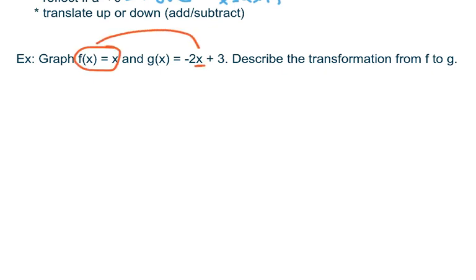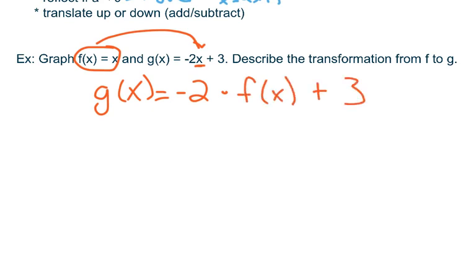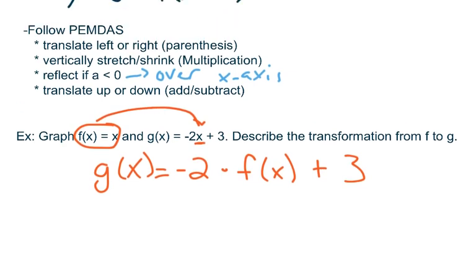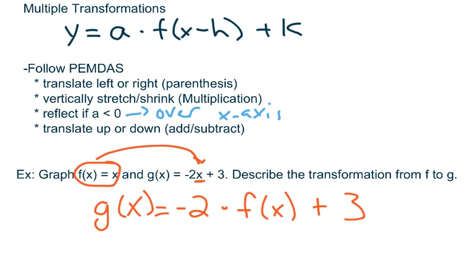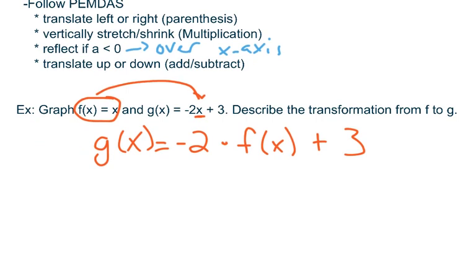Now, we know that f of x is equal to x, and we have an x in our new function. So what I'm going to do is swap x with f of x. So g of x is equal to negative 2 times f of x plus 3. Okay, so now hopefully that makes a little more sense when we think about our rules. So we need to do the order of operations. So let's describe the transformation first.